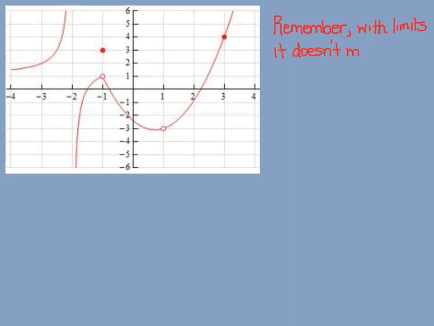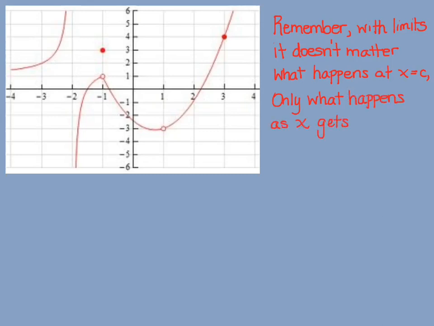Remember, with limits, it does not matter what happens at the point. It only matters what happens as we get very, very close to the point. So let's look at the following three values on this graph. Let's look at x equals -1, x equals 1, and x equals 3.